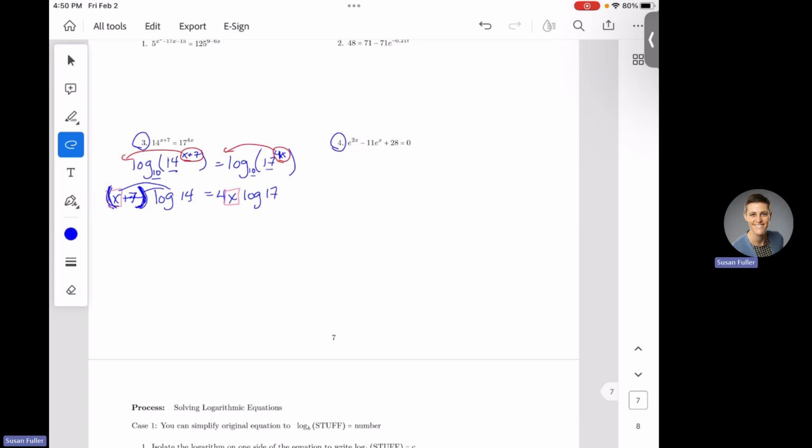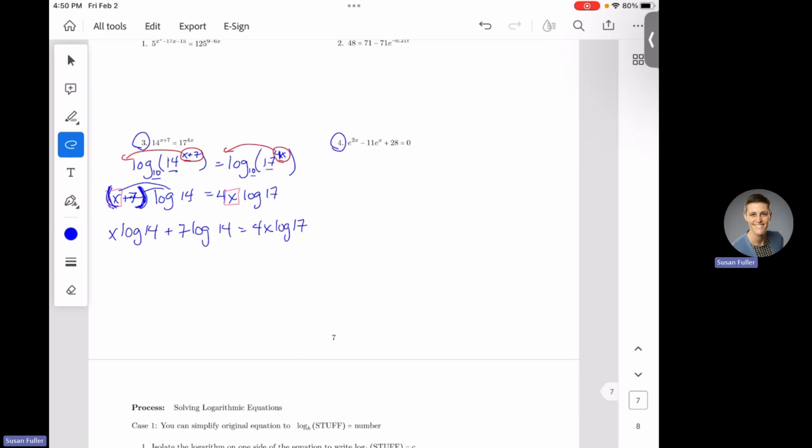If this had been the quantity x plus 7 times just 14, you would be okay with distributing out that 14. Log of 14 is still just a number, so we can work with it just like we would any other number. So when I distribute this out, I'm going to have x times the log of 14 plus 7 times the log of 14. On the other side, I still have this 4x times the log of 17 hanging out. Now that I've distributed, everything here can be moved around a little bit better.